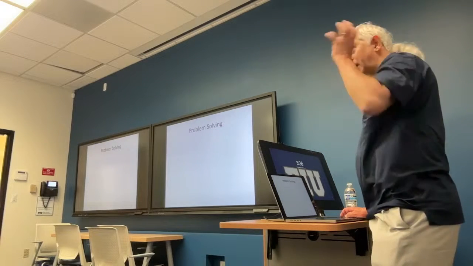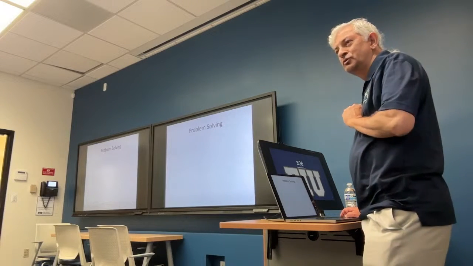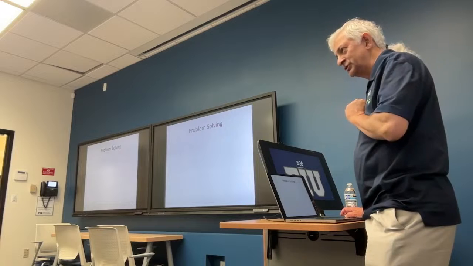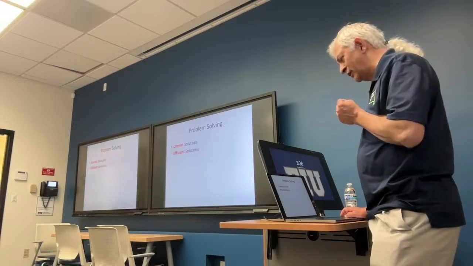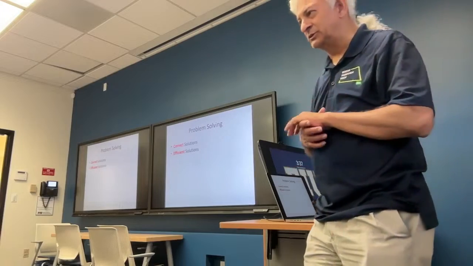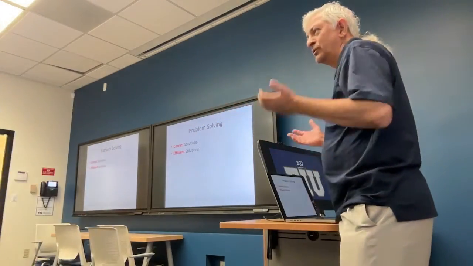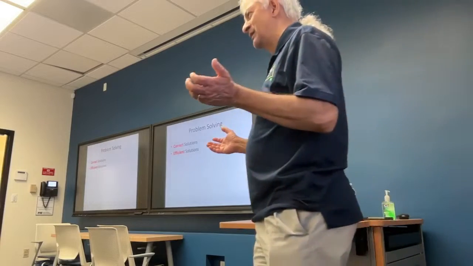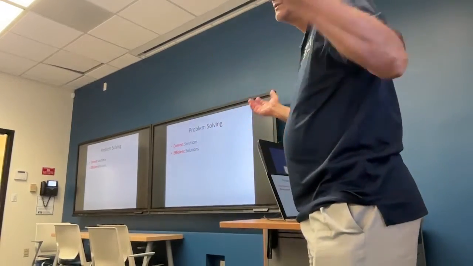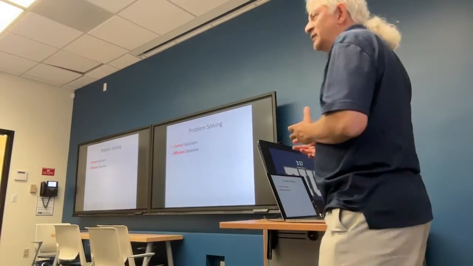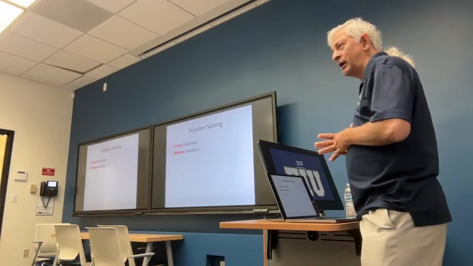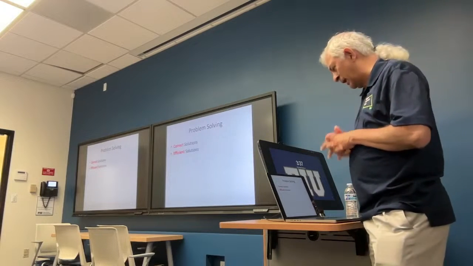We said that problem solving involves two major things. One is you understand the problem, you come up with correct solutions, and also you try and find efficient solutions. Both of these are an integral part. If you don't have a correct solution, you're not going anywhere. But if you have a correct solution and it's not efficient, well, it's still not very useful for people. So both of these are necessary in order for problem solving to work out well.